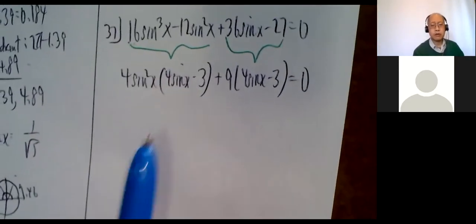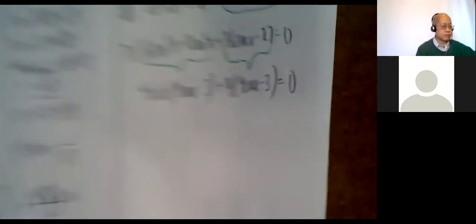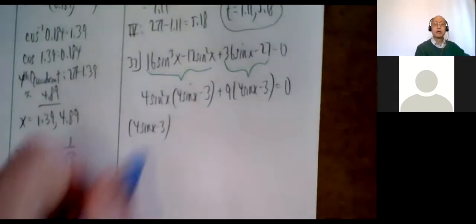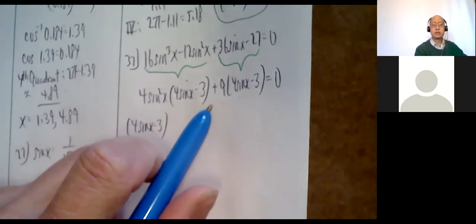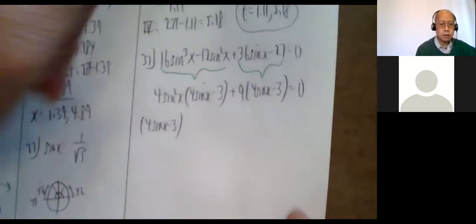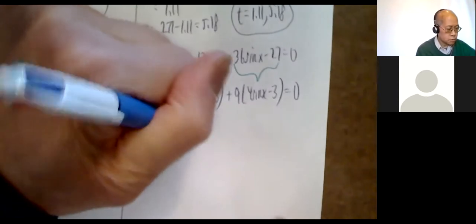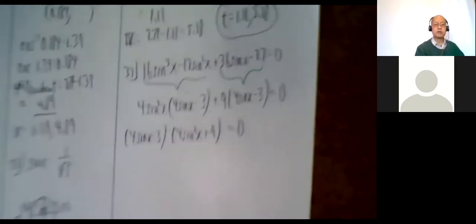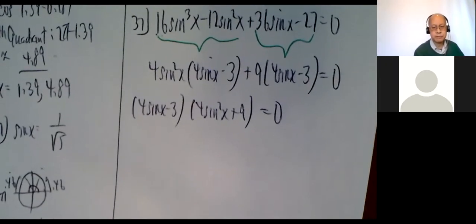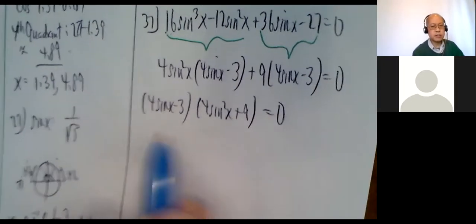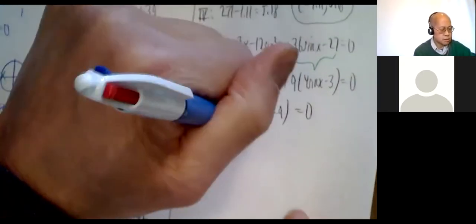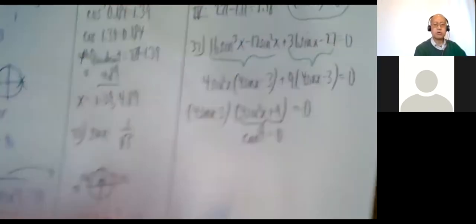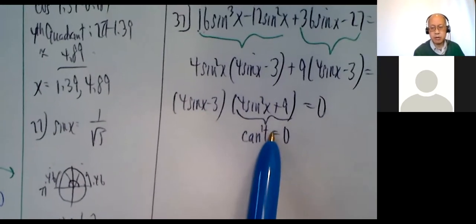All right, then you recall factoring by grouping. I can now take out the 4 sine x minus 3. And then I have 4 sine squared x plus 9, looks like, equals 0. Which means either this is 0 or this is 0. But I'll just mention this can't equal 0. This is impossible to equal 0.